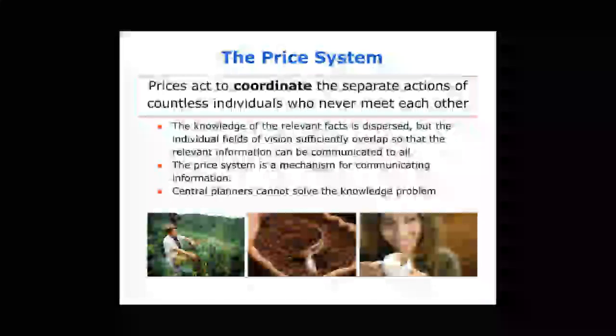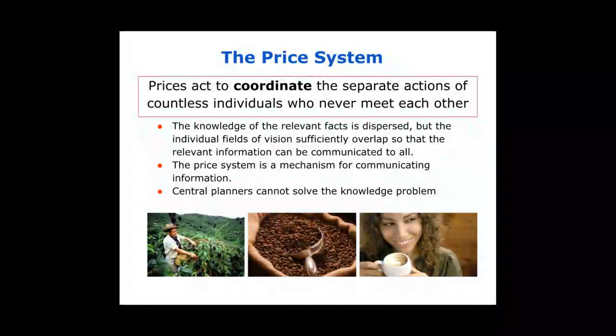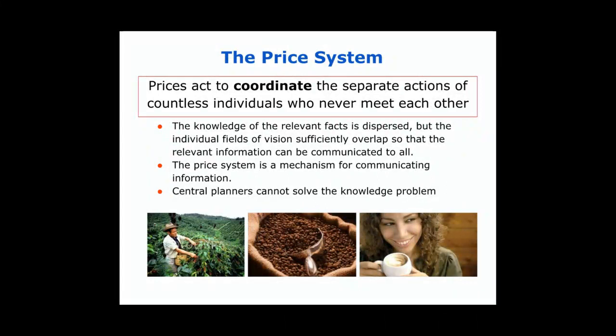And so we can say that the market and the price system acts to coordinate the separate actions of countless individuals who never meet each other. You don't really have to have all of the knowledge of all the relevant facts, but you see prices that are higher and lower, and it causes you to take actions which are beneficial from an economic standpoint.